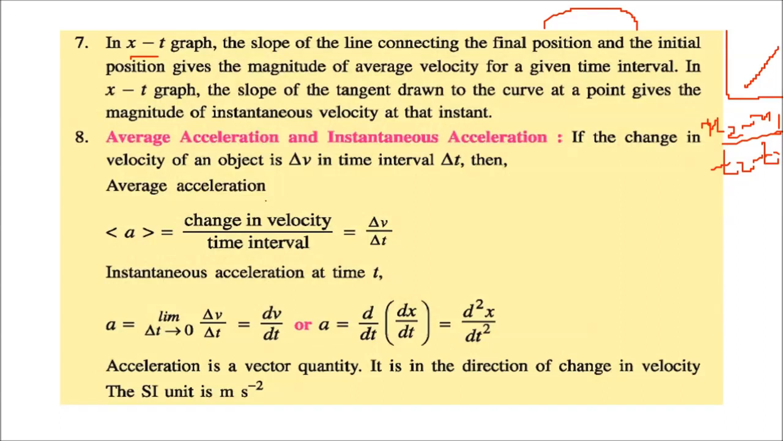Average acceleration and instantaneous acceleration: if the change in the velocity of an object is delta v in delta t time, the average acceleration will become delta v by delta t. The instantaneous acceleration at some point t is simply delta v by delta t, where delta t has to tend to 0. So this becomes dv by dt, or you can say you are double differentiating the position. So d by dt of dx by dt, that is d2x by dt square, this is the acceleration. Acceleration is a vector quantity, and it is in the direction of change in velocity, and its SI unit is meter per second square.